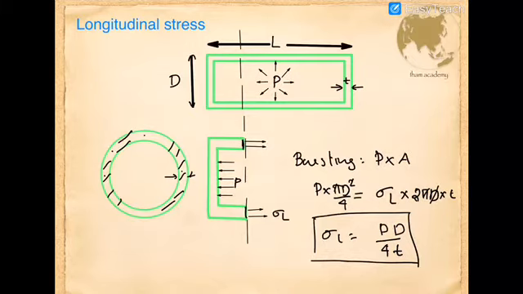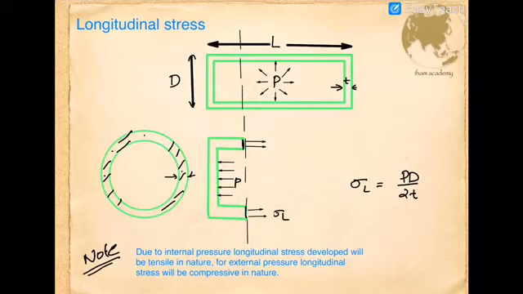While considering sigma L, it's a plane where there is no shear stress. Since sigma L is normal, sigma L will be the principal stress at that particular cross section. One more point you have to remember: since this pressure is internal, the longitudinal stress developed is tensile in nature. If the pressure is applied on the external side, then the longitudinal stress becomes compressive in nature. So keep note of this condition. Due to internal pressure, longitudinal stress is tensile. For external pressure, longitudinal stress is compressive. And the expression for sigma L is P D divided by 4 t.